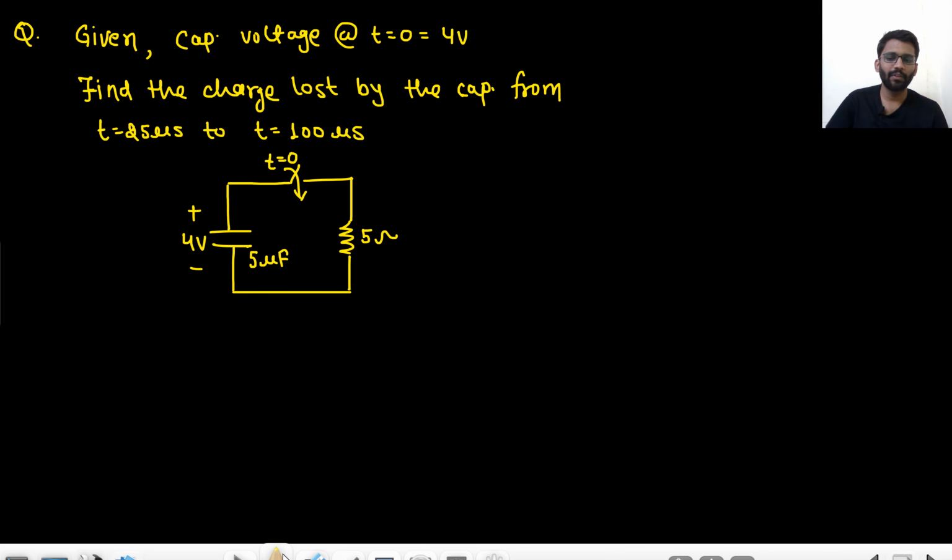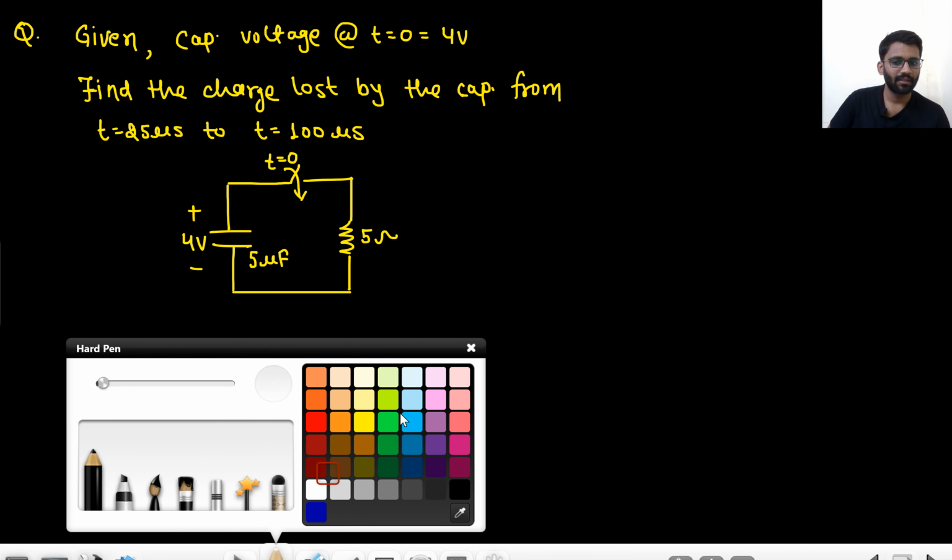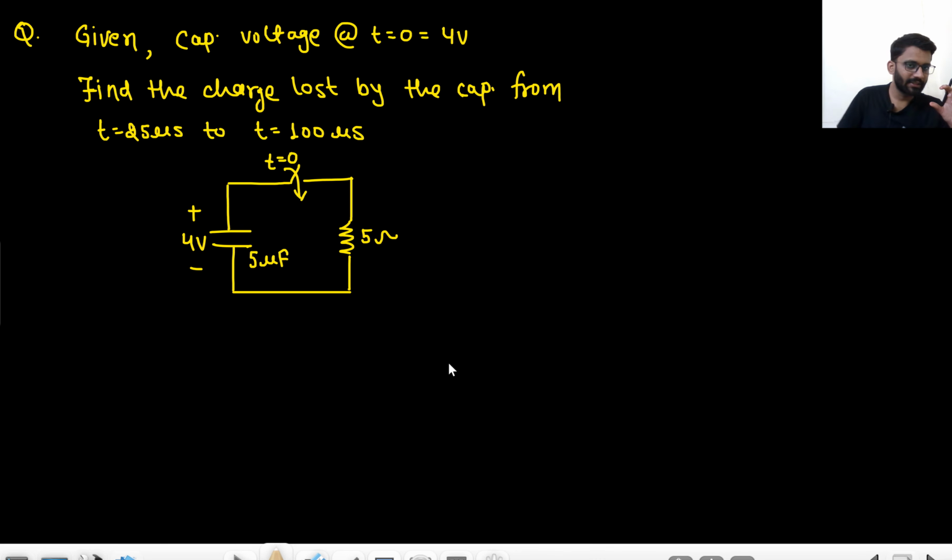So what you will do, first you will find the voltage across the capacitor. If you know the voltage across the capacitor, you can find the voltage at t equals 25 microsecond and at t equals 100 microsecond. Then from voltage you can find the charge at t equals 25 microsecond, then the charge at t equals 100 microsecond. Then you will know what is the charge lost.